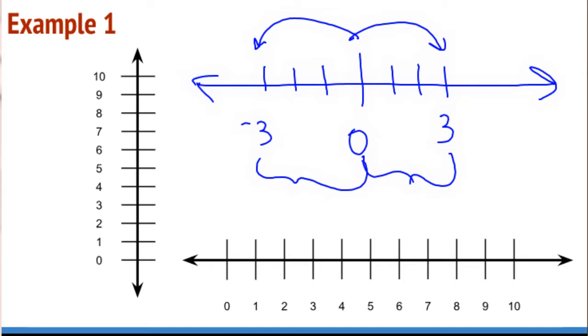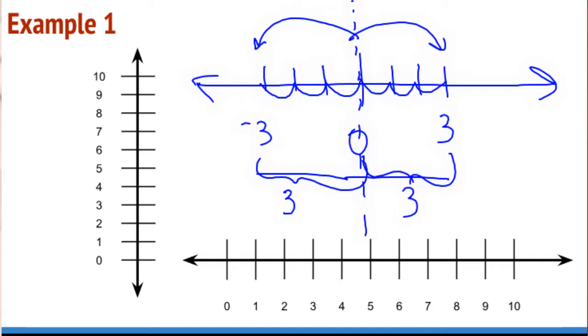If I count the number of units to get from 0 to -3, 1, 2, 3, it's 3 units. To go from 0 to 3, 1, 2, 3, it is also 3 units. They're on opposite sides of the 0. They are the same distance from 0, which means they are opposite numbers, if you remember our definition of opposite numbers.